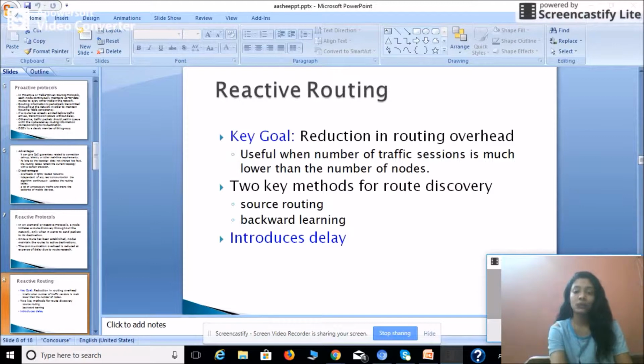The key goal of this reactive routing is reduction in routing overhead, and it is very useful when the number of traffic sessions is much lower than the number of nodes. The two key methods by which the source router initiates route discovery are source routing and backward learning. As we know, this reactive routing protocol introduces delay because it initiates route discovery when demand comes.